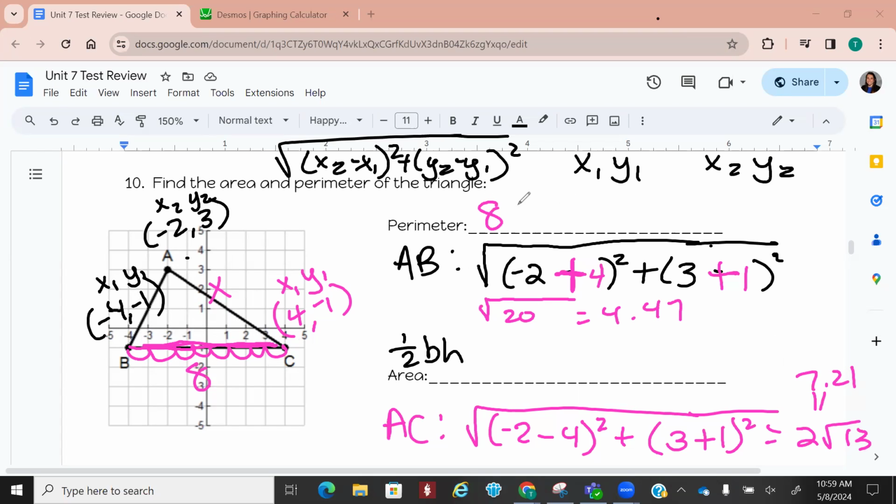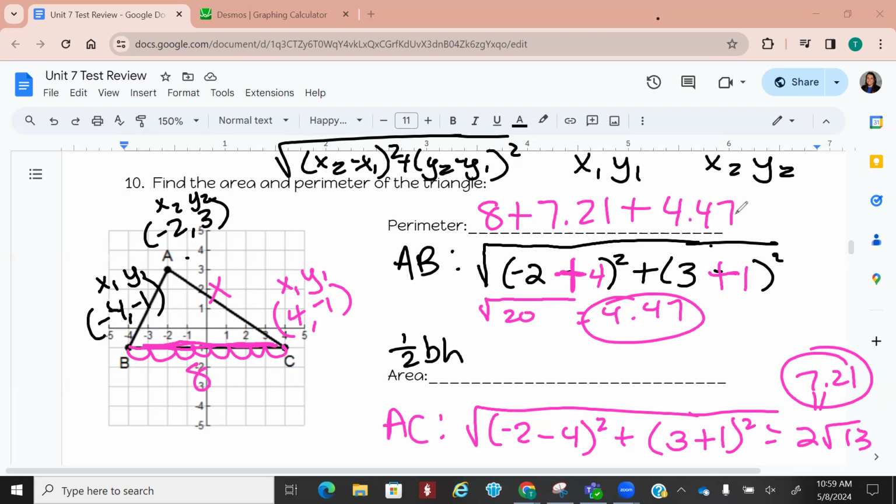So we're going to say 8 plus that 7.21 plus that 4.47. And when you type all that in, you're going to get 19.68. And we'll pick it up from there.